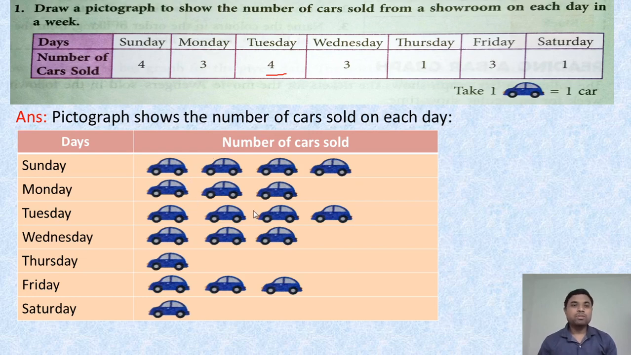Okay, now you have to write the key. Okay, the symbol represents what? Here the symbol is equal to 1 car. 1 symbol, that means 1 car. First you have to write the title, then you have to draw this pictograph, then you have to write the key. I hope you have understood it.